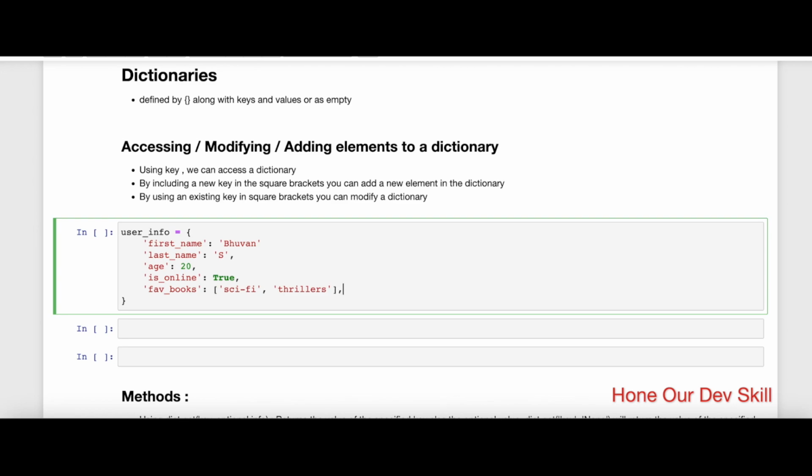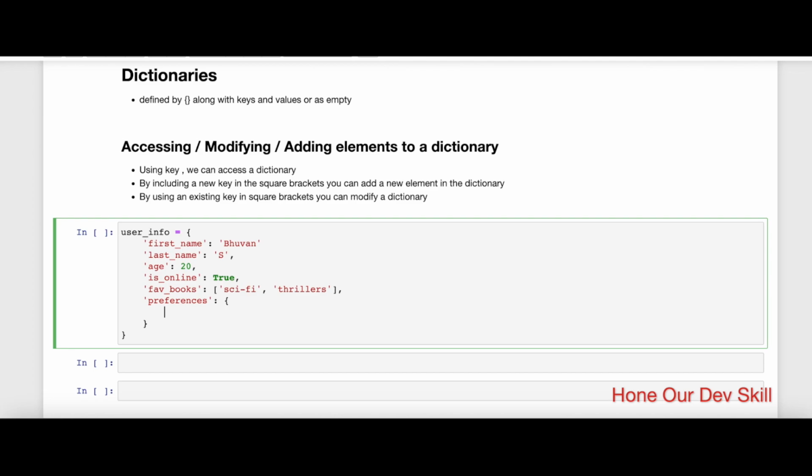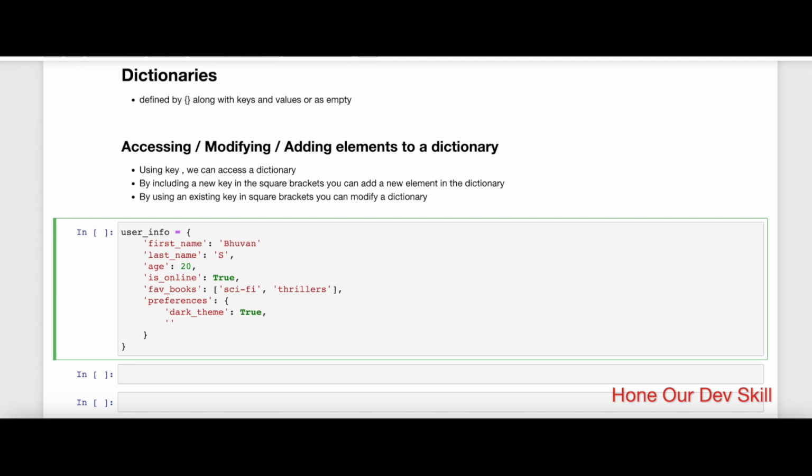From a dictionary point of view, I could also define another dictionary inside that. For example, let's say I have something called preferences, and I would like to define another dictionary. Inside that dictionary, I would like to say dark theme to true. And then I would like to say dashboard, and I would like to just initialize some random value, say like this. So this is a dictionary.